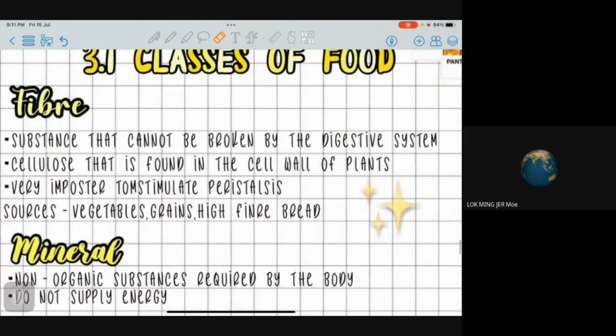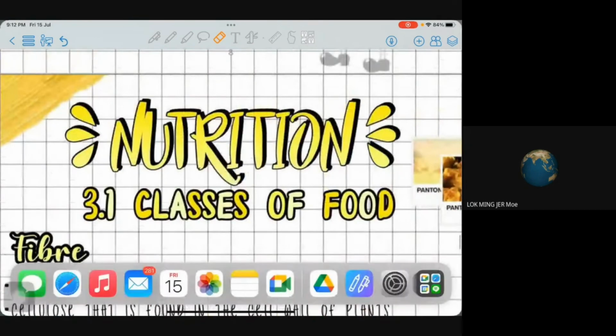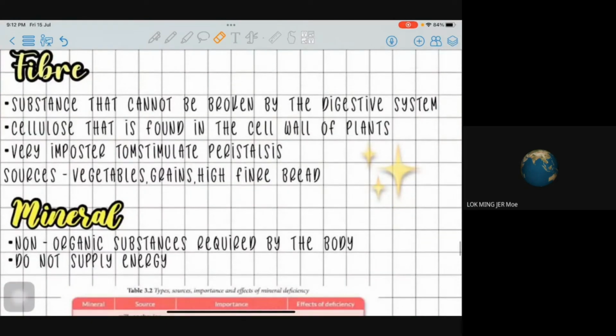And then fibers. This is a substance that cannot be broken down by the digestive system. Cellulose is found in the cell wall of plants. So it is very important. It stimulates peristalsis. For example, you can get fiber from vegetables, grains, and high fiber bread.